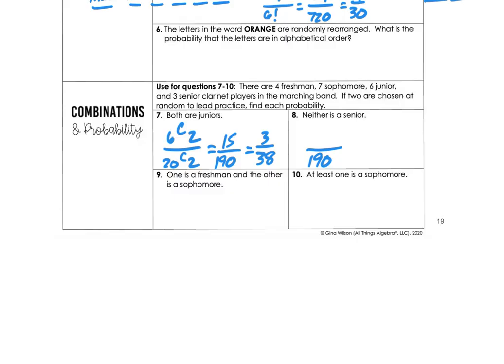How many seniors are there? 19. Okay. 3 seniors, right? Yeah. So how many non-seniors? Oh, no. Okay, how many total kids are there? What? How many total kids do we have?